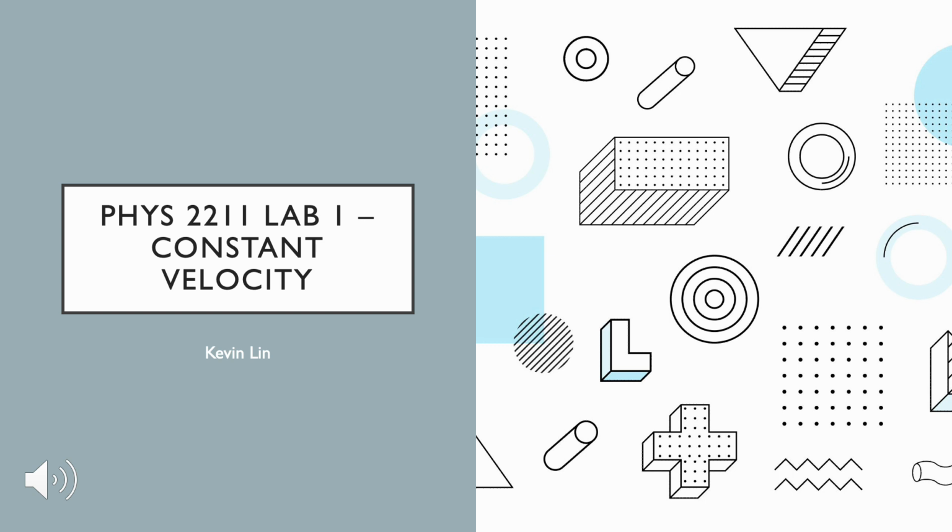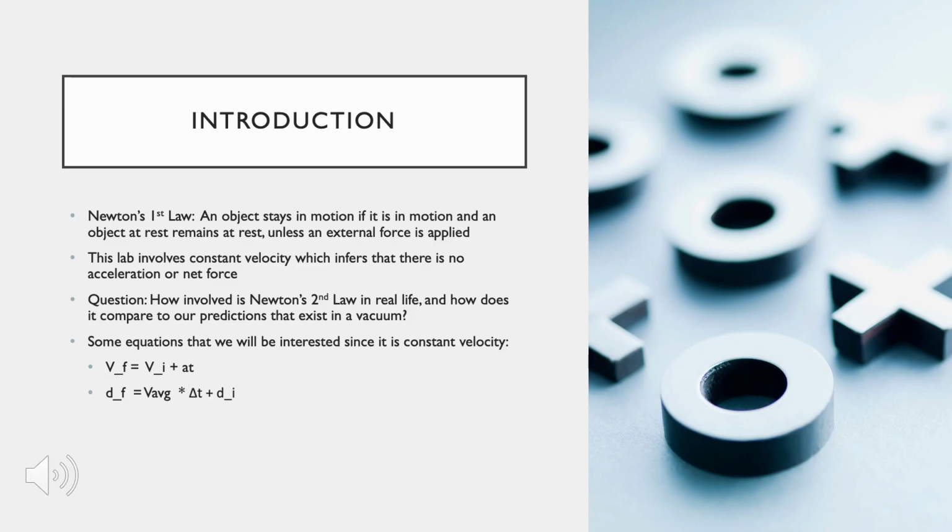My name is Kevin Lin, and this is my lab report for Introduction to Physics 1, Physics 2211, and this is my first lab involving constant velocity motion in one dimension. So the main question for this lab is how Newton's second law applies in real life, and how does it compare to our experiment as in a vacuum.